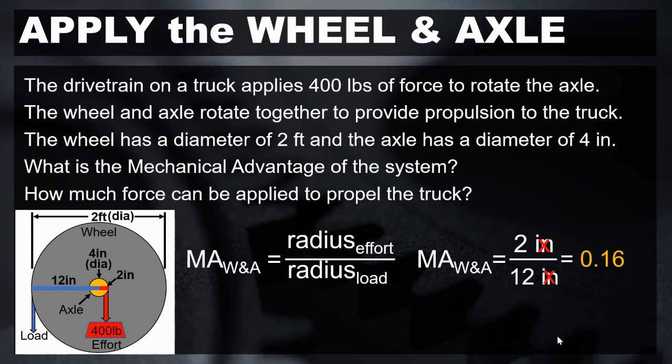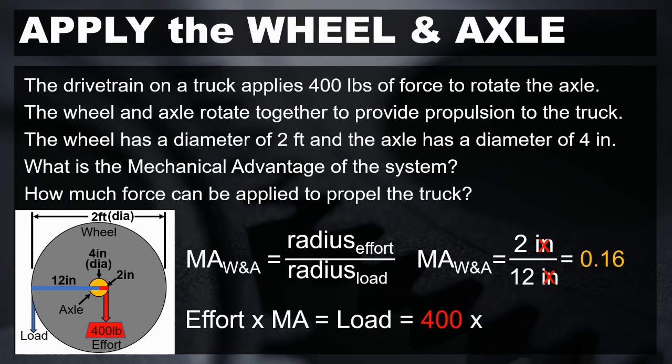Now we need to apply this to solve for load. We have to rearrange the effort equation so that effort is multiplied times the mechanical advantage to solve for load. In this case, we know that our effort is 400 pounds, our mechanical advantage is 0.16, and as a result, the propulsion force that the wheel can apply to the road to move the truck is 66.66 pounds.